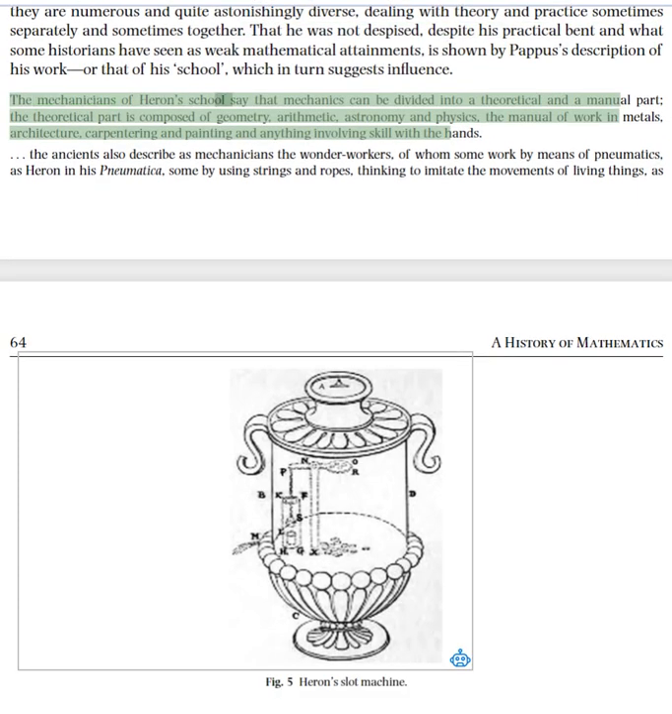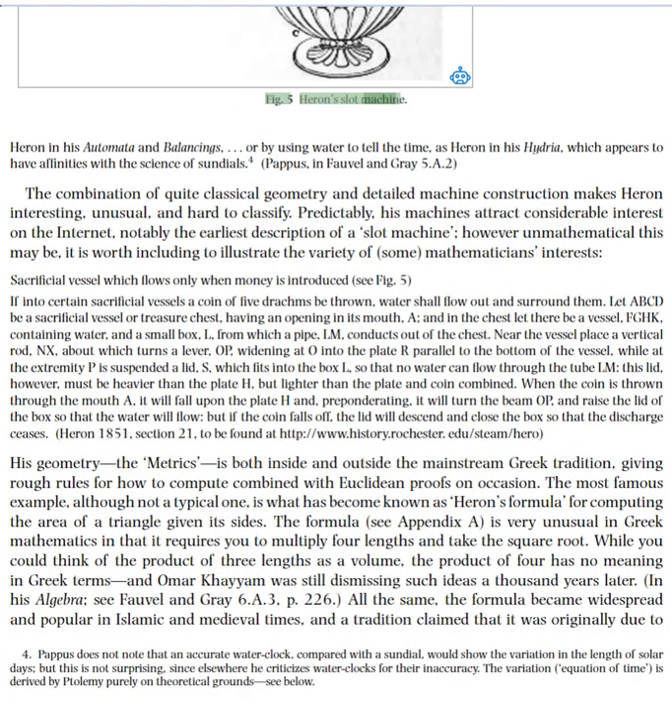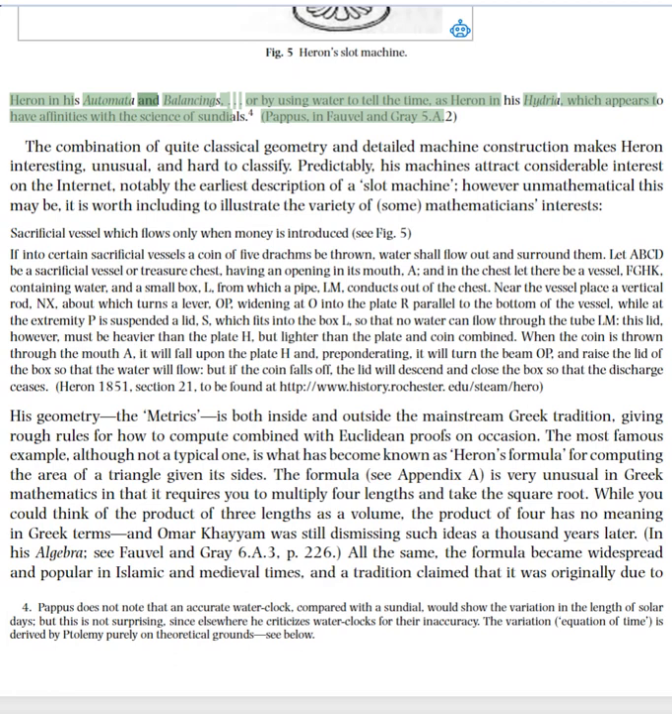The mechanicians of Heron's school say that mechanics can be divided into a theoretical and a manual part. The theoretical part is composed of geometry, arithmetic, astronomy and physics, the manual of work in metals, architecture, carpentering and painting, and anything involving skill with the hands. The ancients also describe as mechanicians the wonder workers, of whom some work by means of pneumatics, as Heron in his Pneumatica, some by using strings and ropes, thinking to imitate the movements of living things, as Heron in his automata and balancings, or by using water to tell the time, as Heron in his Hydria, which appears to have affinities with the science of sundials.